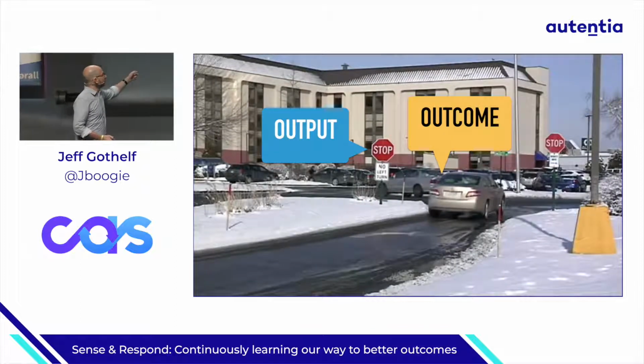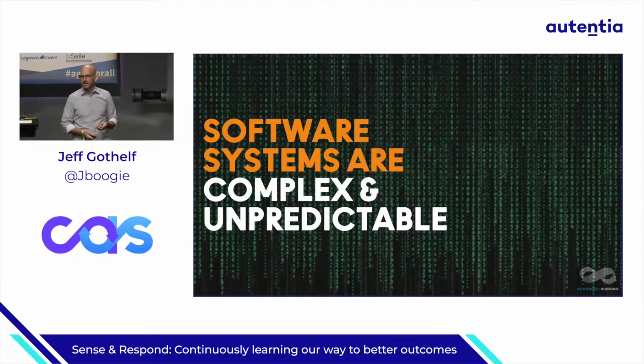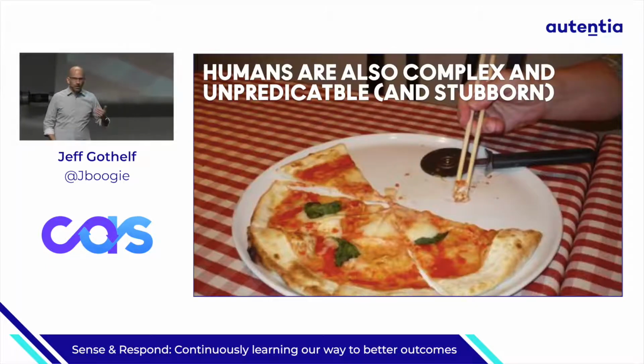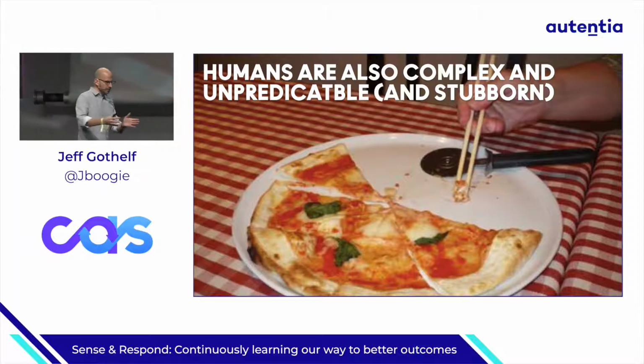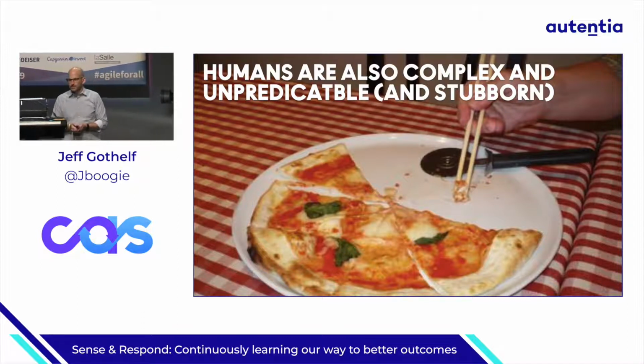And again, this is output. This is the feature. This is the stuff that we make. And our goal is to change behavior, to change that outcome. Now, the challenge here, of course, is that we can't predict behavior, that software is complex and unpredictable. Humans are also complex and unpredictable and stubborn, and no matter what you put in their way, they'll figure out how to do whatever they want despite the obstacles you put in their system, right?